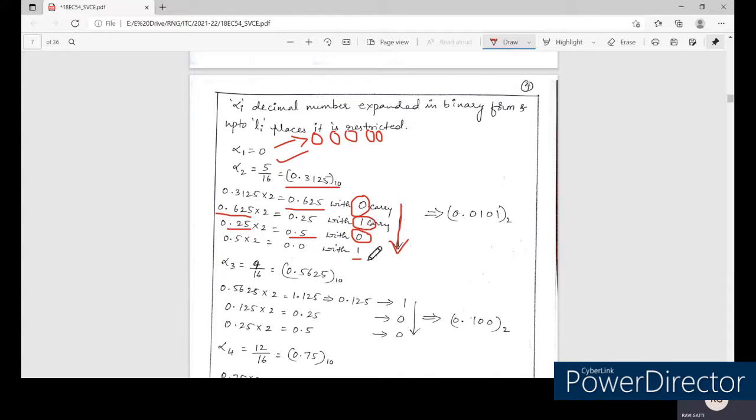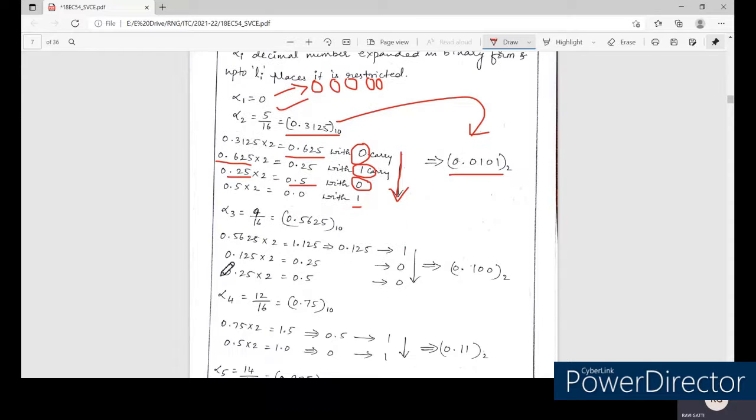0101, so 0.0101 is converted into 2. This means the binary has been converted into decimal values. Similarly, alpha 3. What is alpha 3? It is 4 by 16. When I do the conversion, you will be getting 0.5625 in decimal value.